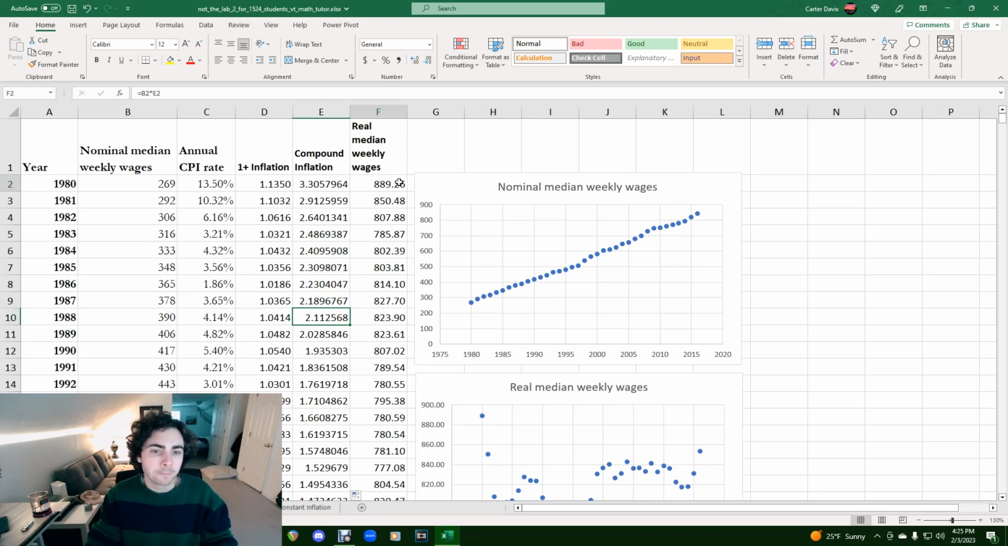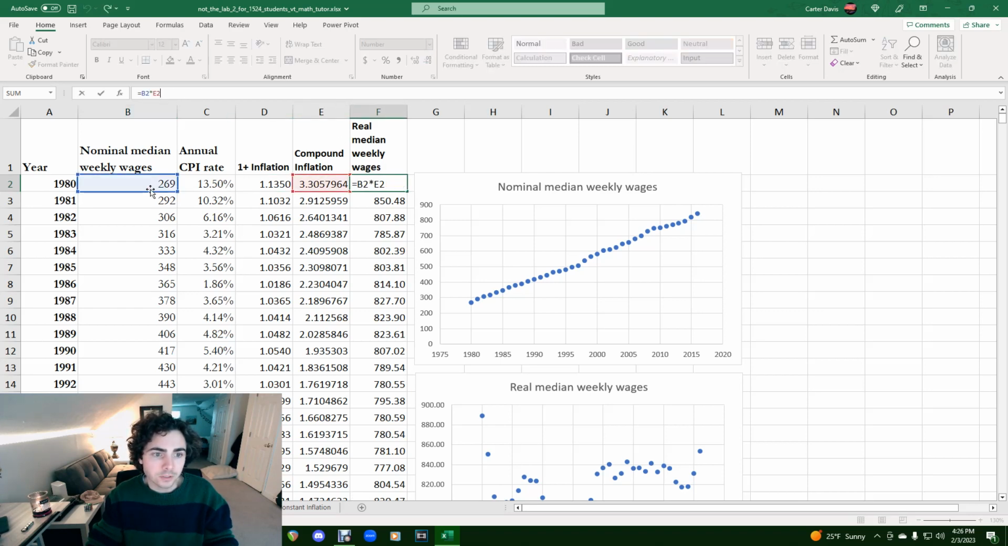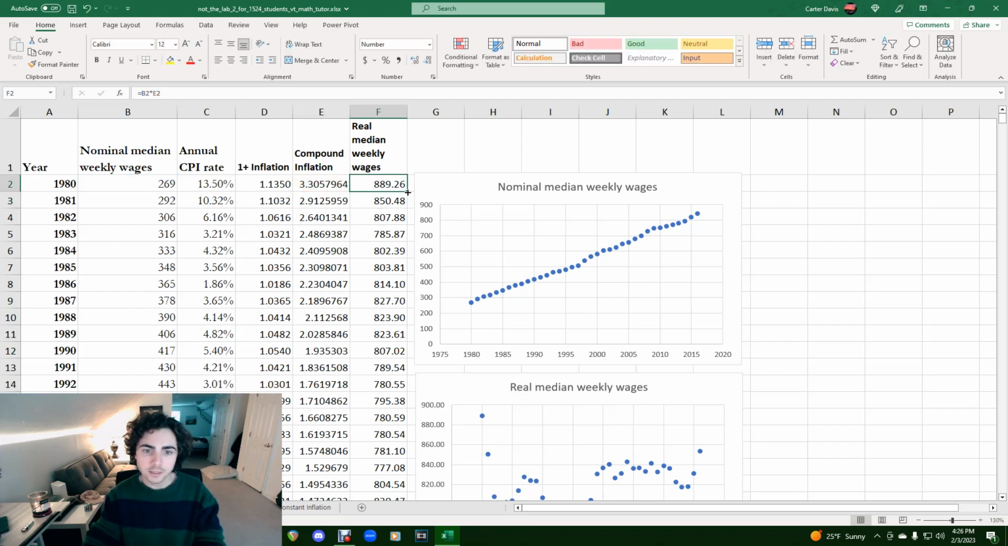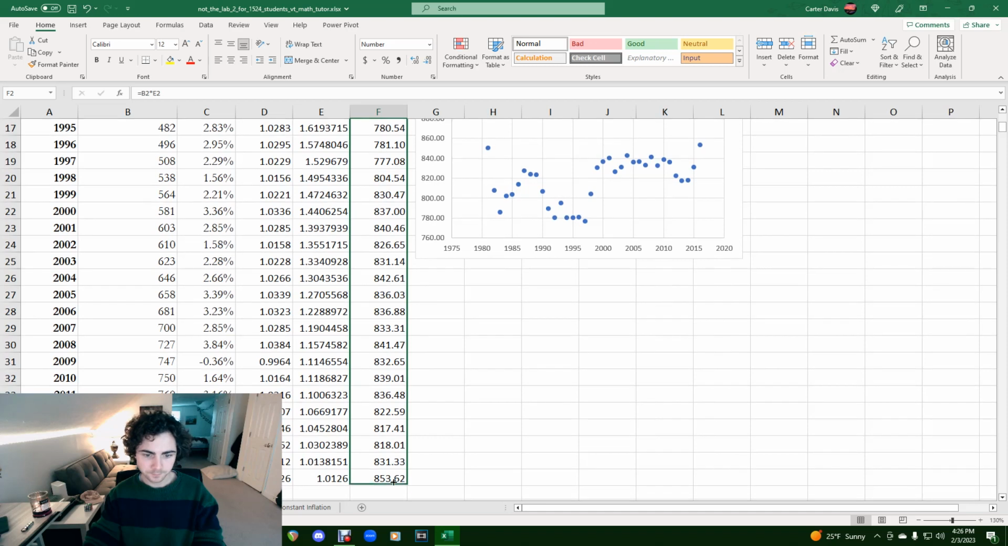Yeah. All right. So then, to find your real median weekly wages, well, if these were your nominal weekly wages, the idea is to take the nominal wages and multiply it by the compound inflation. And that's pretty much it. So you can see we're just doing this times this, B2 times E2. You hit enter, and then that's the same all the way down.